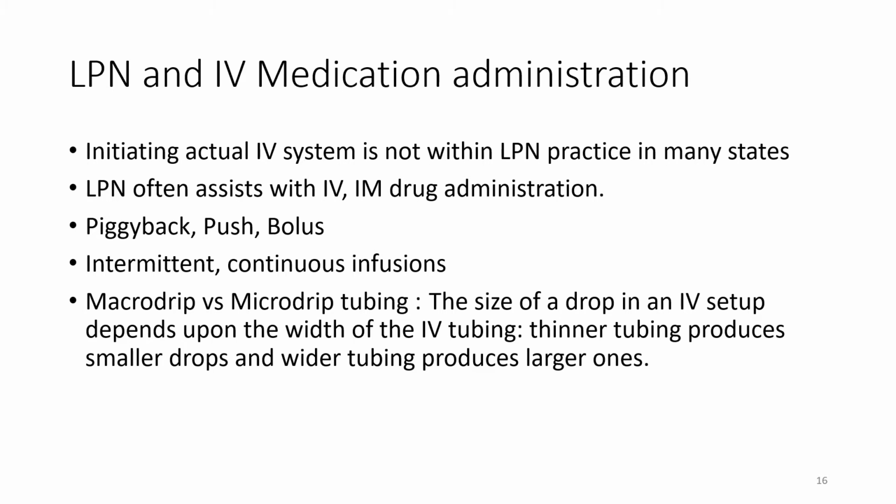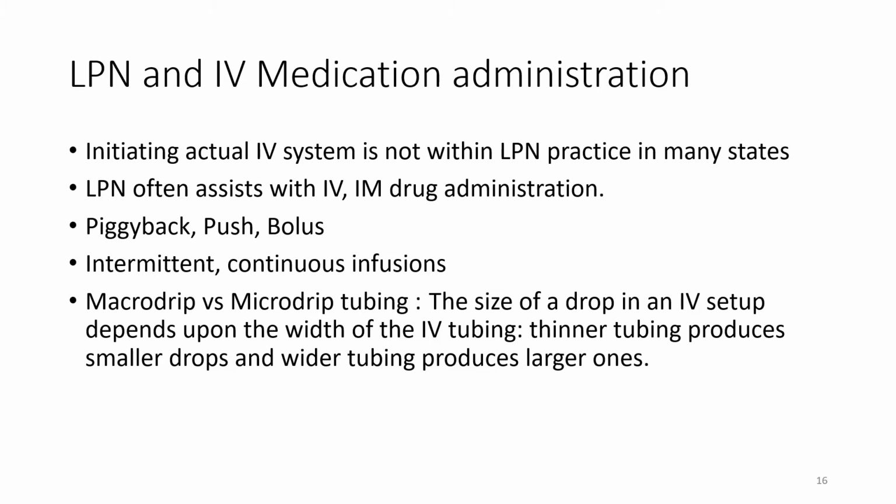Look at figure 420 on page 53. I want to help you visualize this. I know it's hard when we're not in class, but the easiest way to remember this is with your macro drop tubing. You can see the drops are larger. You can deliver 10, 15, or 20 drops per ml. The larger the drops, the faster it's going to deliver.